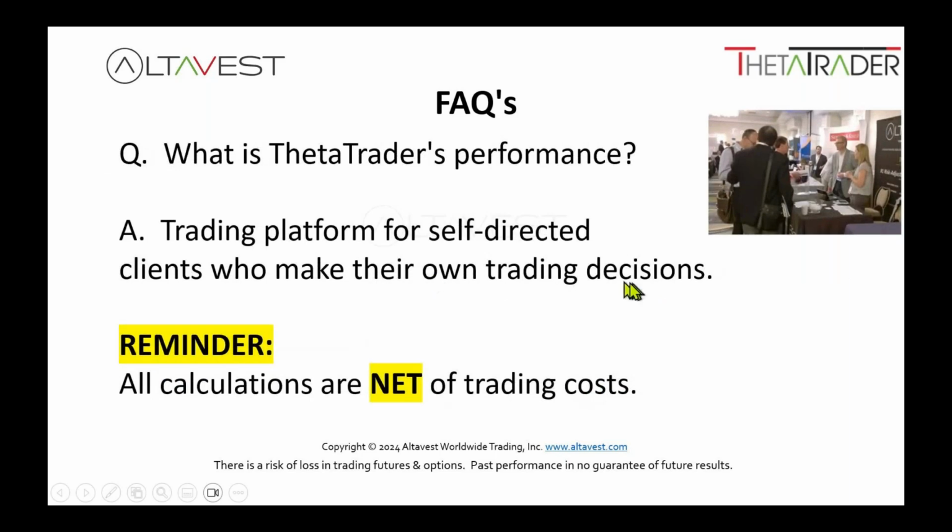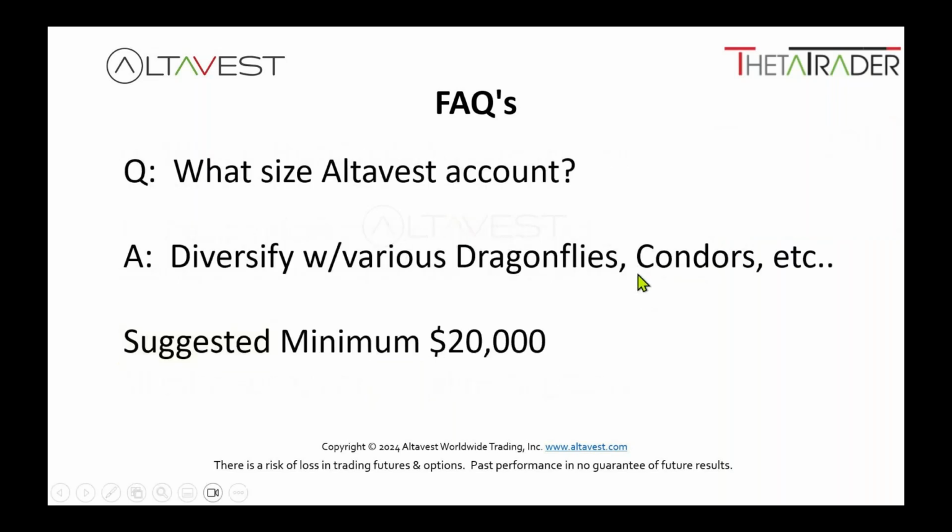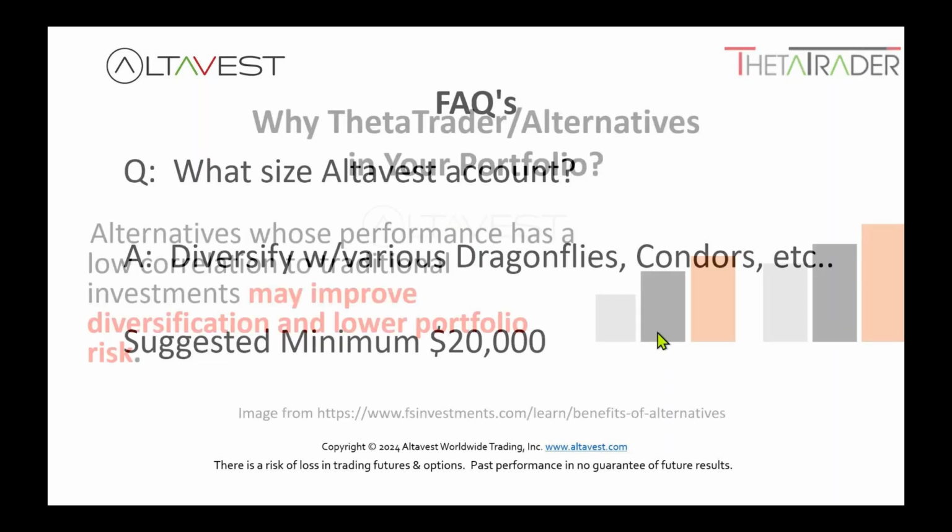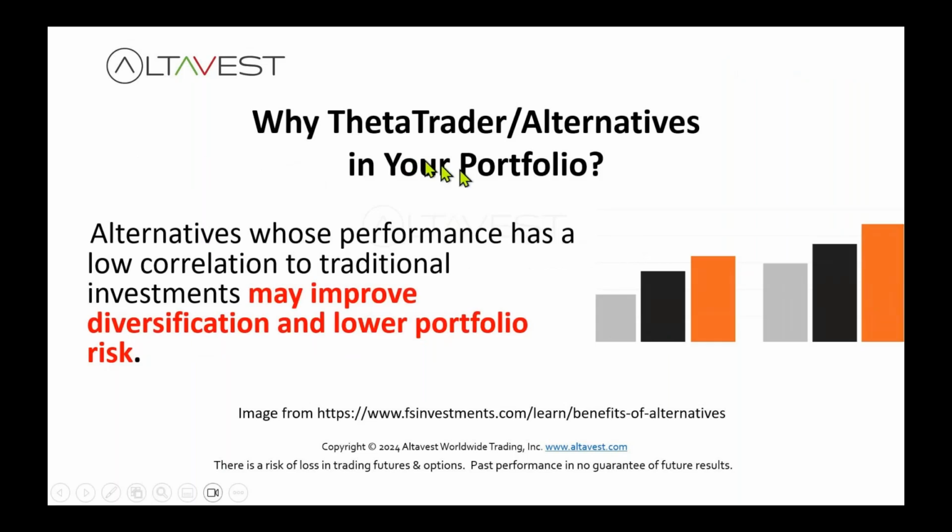Everyone trades differently using ThetaTrader, so performance is different for self-directed traders. Everyone's self-directed, and they make their own decision on what trade to place or not place. And everything is net of trading cost in ThetaTrader. I didn't make that clear. I don't think I did. So all the numbers and calculations, percentages in ThetaTrader are net of all cost. We suggest a minimum 20,000 account, allow you to have dragonflies and condors and other strategies to diversify within your account. And then why would you want to even do something like ThetaTrader? Well, it's really an alternative, and it may improve diversification and lower portfolio risk.